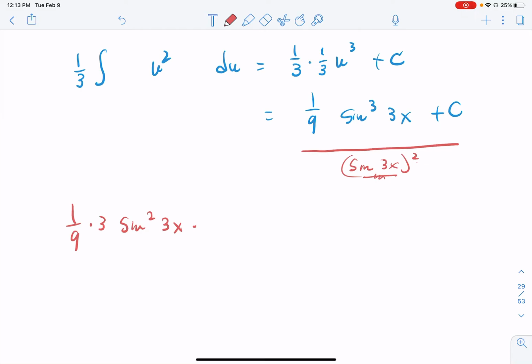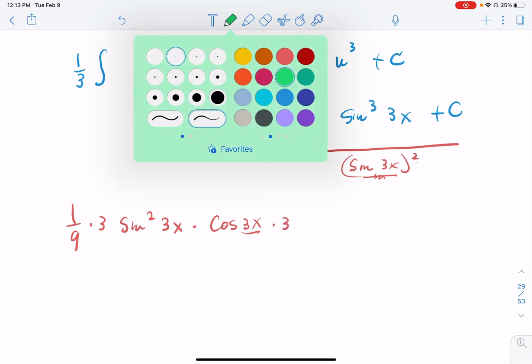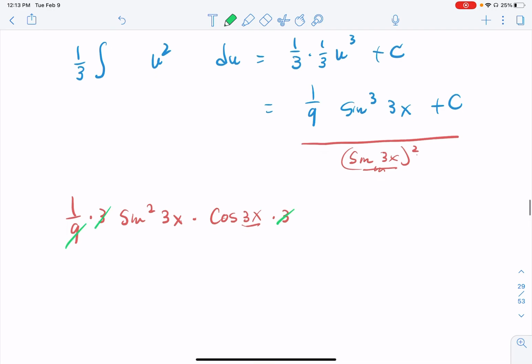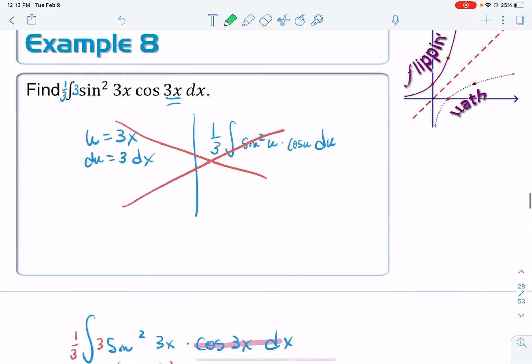What's the derivative of sine of 3x? It's cosine of 3x. Oh, yeah, but I have another composite function, so I have to multiply times the derivative of 3x, which is times 3. And get ready to cancel, because this 3 together with that 3 makes 9, which cancels out with this 1/9, and then you can see what we have left over is exactly the integral that we started with.